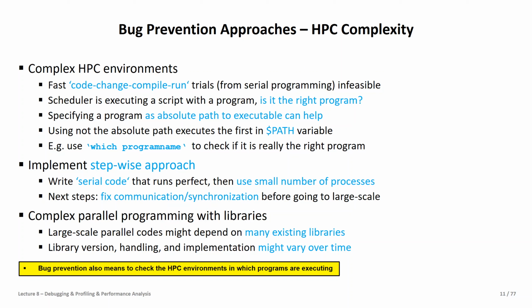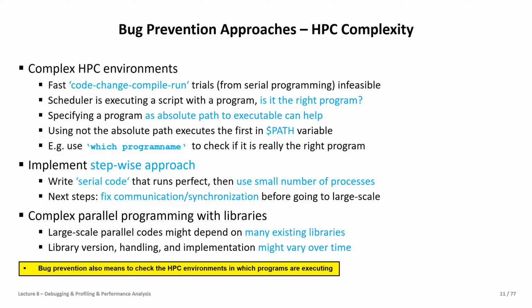So the whole loop of this compile-run trial, so to speak, is much longer, depending on where you end up in the schedule. Then basically, here and there, you should also look at the absolute path. Is it the right program you actually even computed?